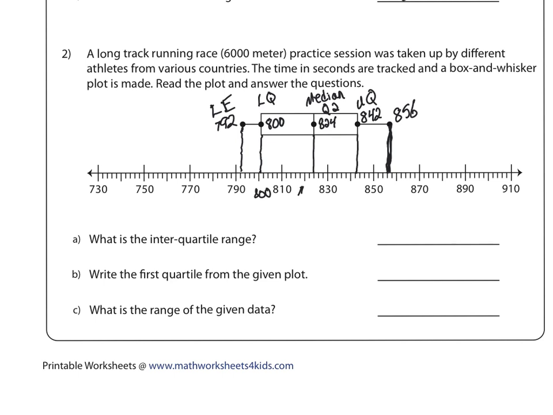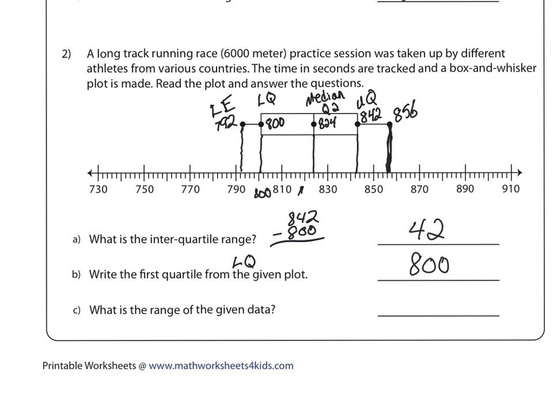Okay, so what is the interquartile range? Interquartile range means the range between the lower quartile and the upper quartile. So what I need to do is take 842 and subtract 800. And I get 42. Okay, interquartile range just means how far is it from the lowest part of the box to the upper part of the box. Write the first quartile from the given plot. The first quartile is the lower quartile. So this is also known as LQ. And that is 800.